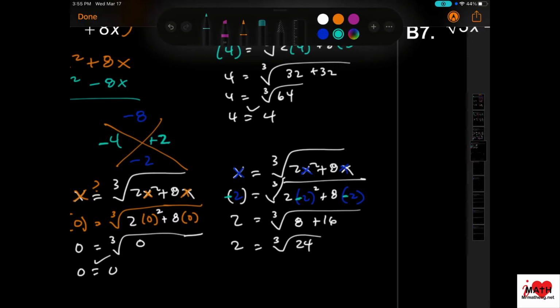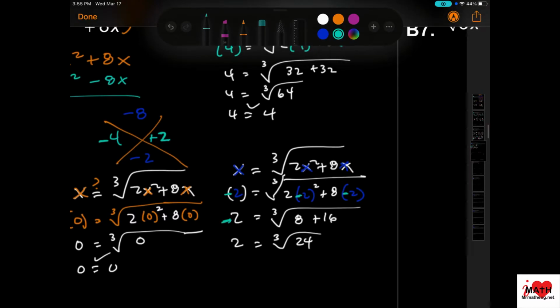Okay, let's go double check our answers. This is a negative 2. Negative 2 squared is 4. 4 times 2 is 8. 8 times negative 2 is negative 16. It happens. I make mistakes. Okay, so this is good. 8 minus 16 is negative 8.